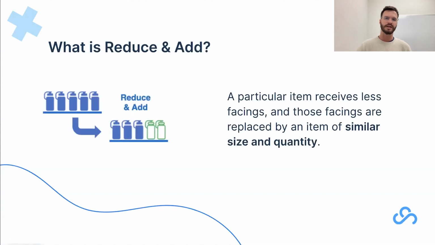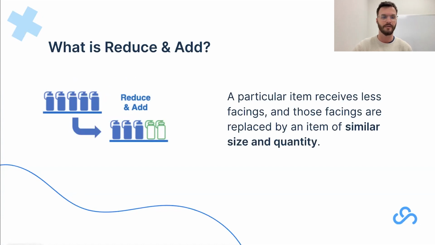Okay, so what is reduce and add? A particular item receives fewer facings, and those facings are replaced by an item of similar size and quantity. Okay, and that's the main point. And here we have the graphic, right? These blue water bottles, maybe you've sold out of them, maybe you're not happy with how they're performing, right? And you want to take them down and try out these green water bottles instead.